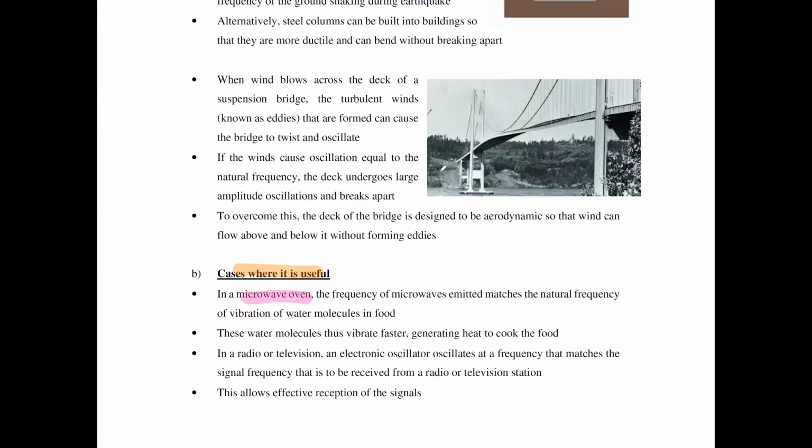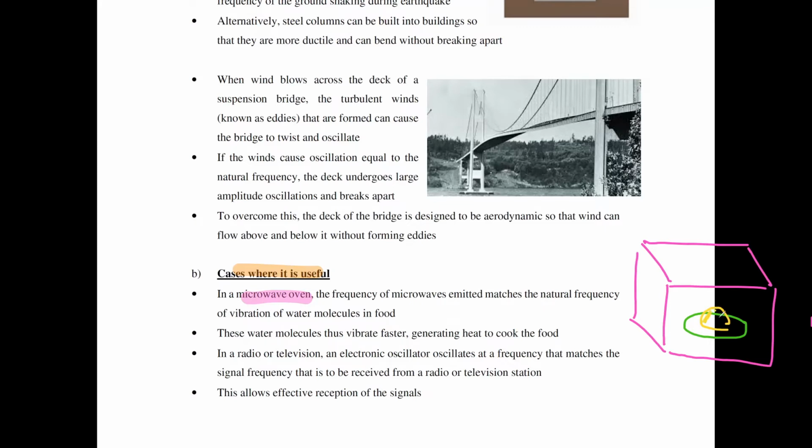So how does your microwave actually work in the first place? Say this one is your microwave, and then you have some sort of food that you want to heat up. Let's just say, for example, you have a plate of rice.